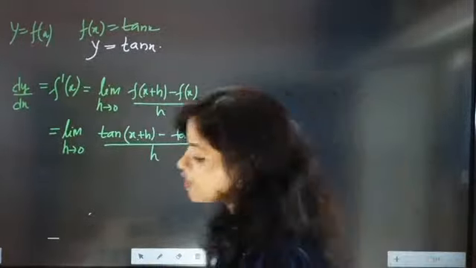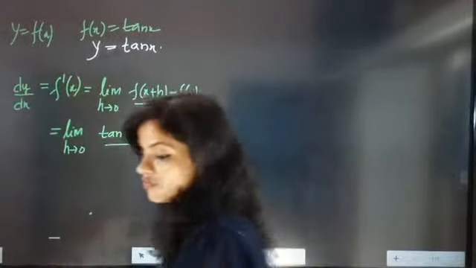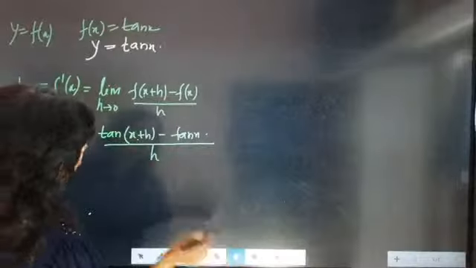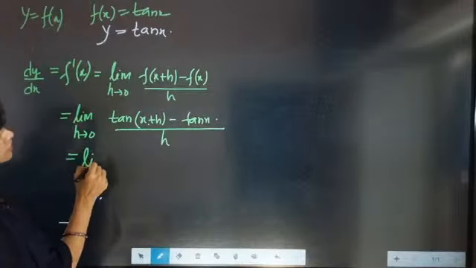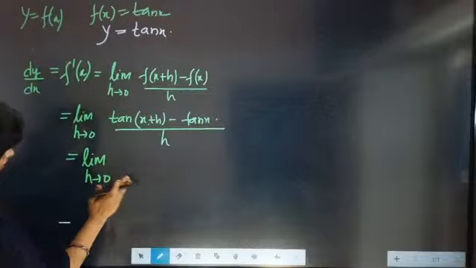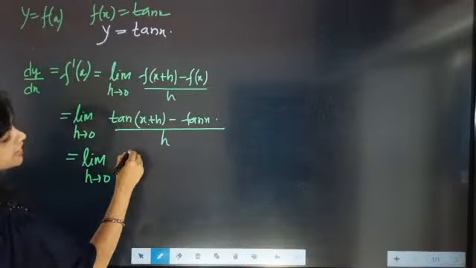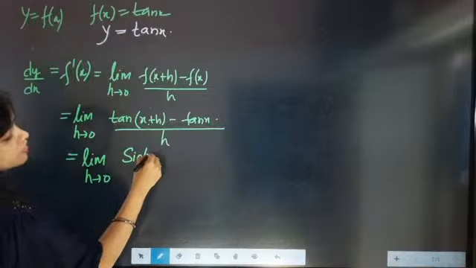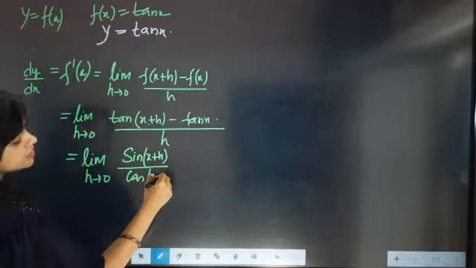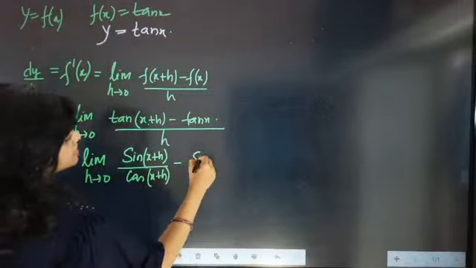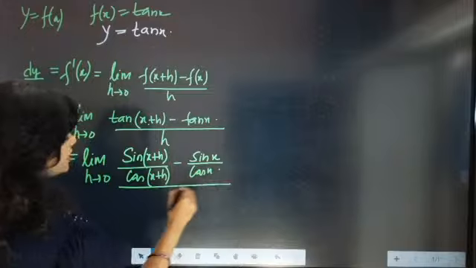After this what we are going to do is convert it into sine and cos part. So let's see how to convert it into sine and cos part. Limit h tends to 0, tan can be written as sine of x plus h by cos of x plus h, minus sine of x by cos of x, all by h.